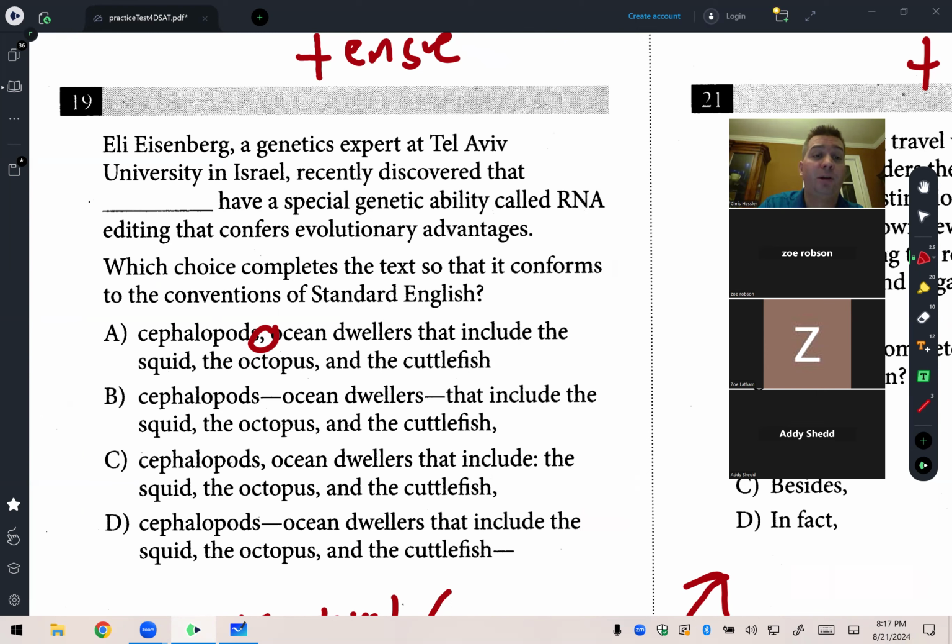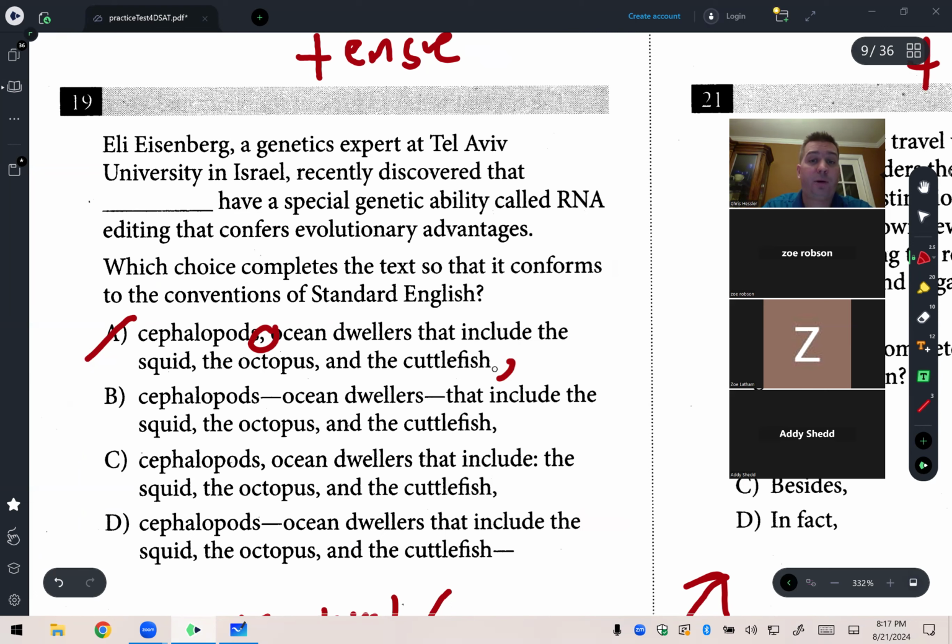So we do need the commas or whatever punctuation we choose. We need something to show that we could scoop this clause out and would still retain meaning. Okay, cephalopods, ocean dwellers that include the squid, the octopus, and the cuttlefish. I'm missing a comma. So the whole answer's out. I have to close that clause. It can't just go on forever. So it's already not A. All right.